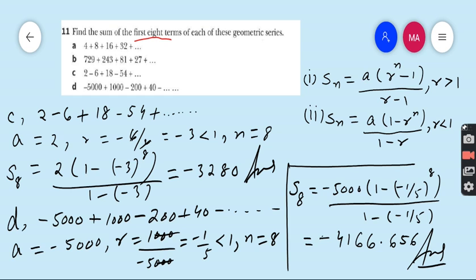So I hope you understand the entire question 11. Here we have learned how to find the sum of the given geometric series for the required terms. Like in question number 11, the requirement is to find the sum of the first 8 terms, and we have fulfilled the requirement. Now move to question number 12.